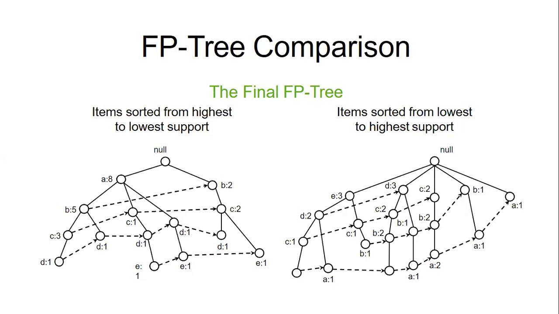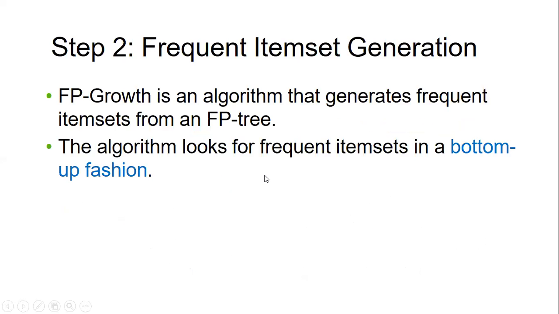So let us move on to our next step. Step 2, frequent item set generation. To generate the frequent item sets, we will be using the FP tree. The algorithm looks for frequent item sets in a bottom up fashion.